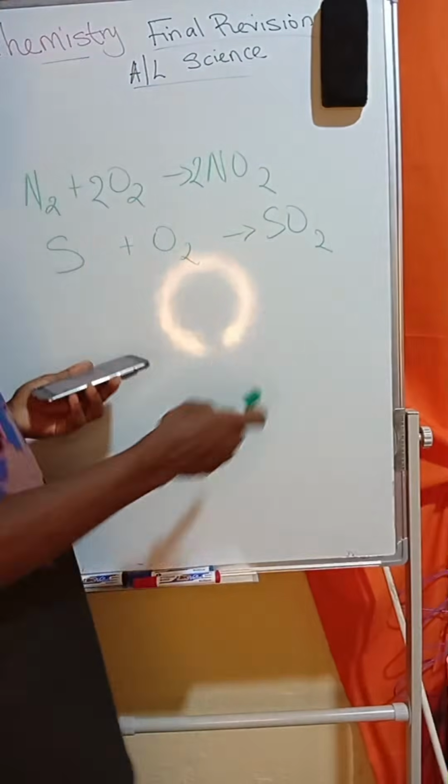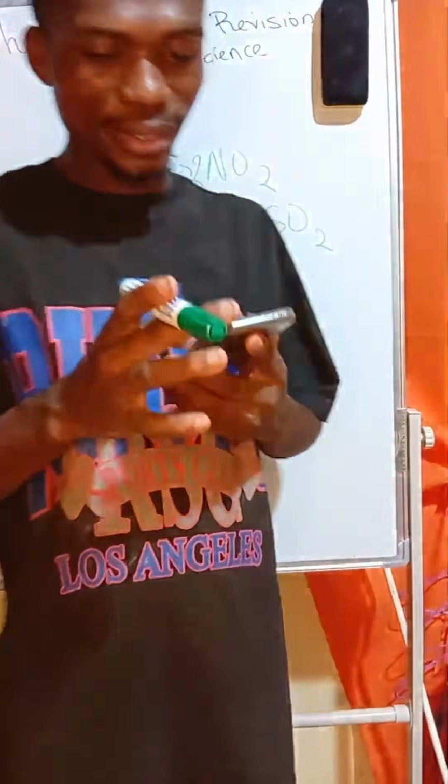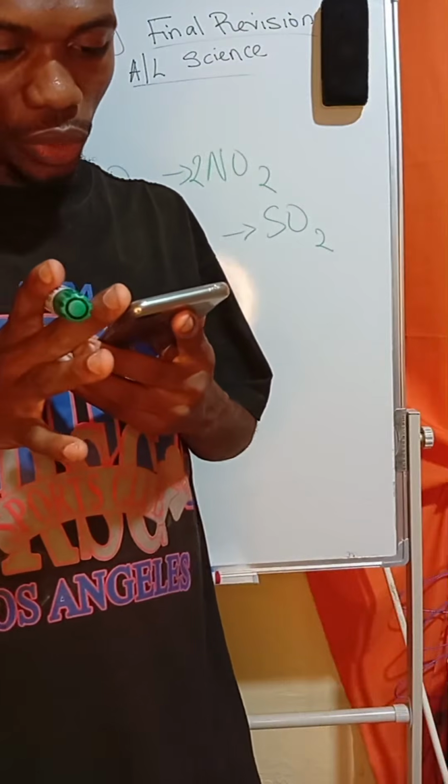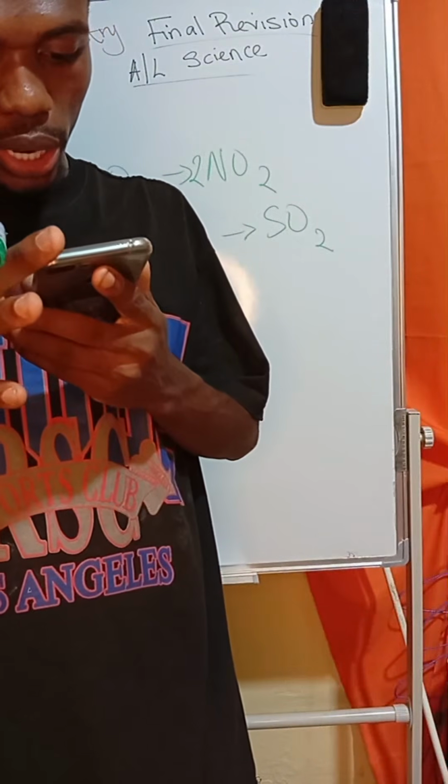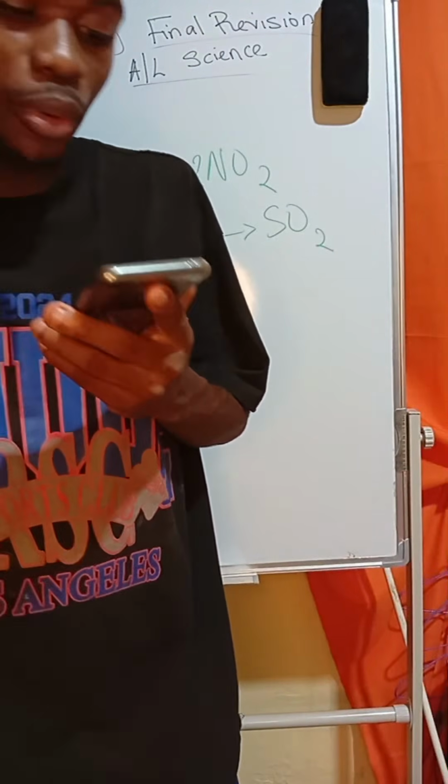Okay, that was it for the break. Let's go back. The next question says, Roman 2: nitrogen dioxide disproportionates in water. That's simple. We get there.